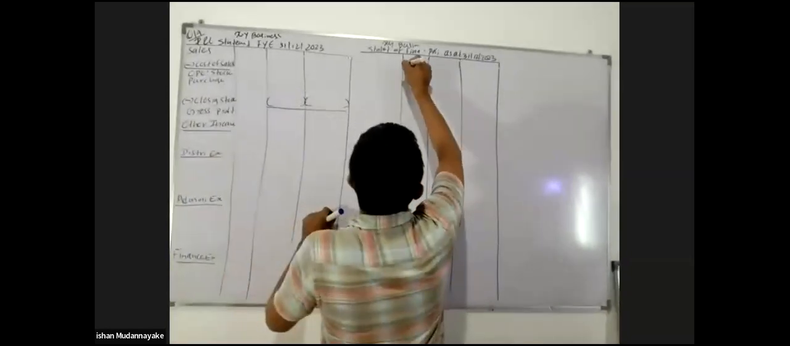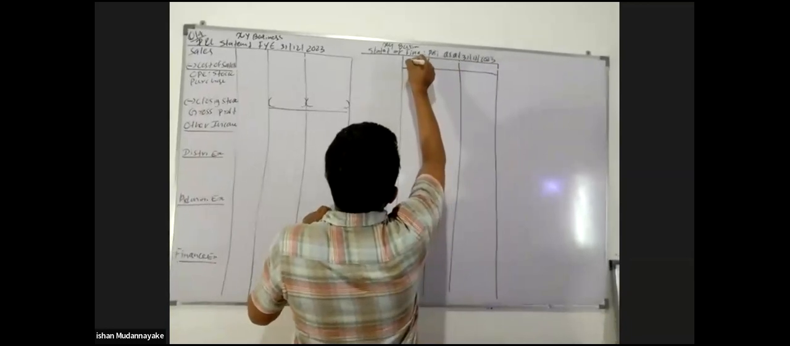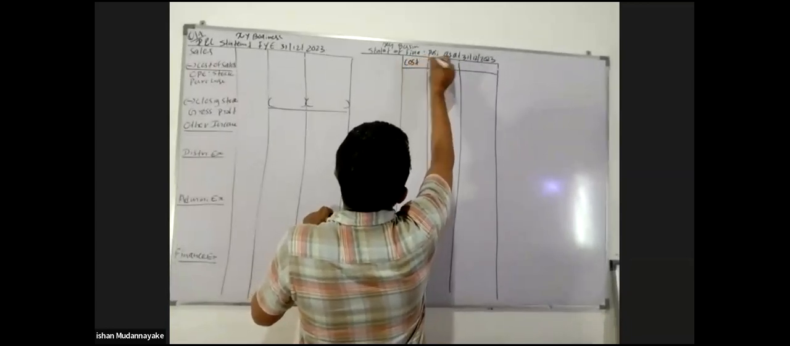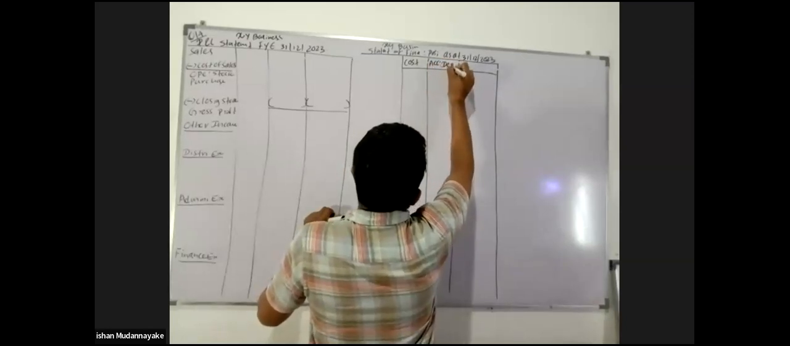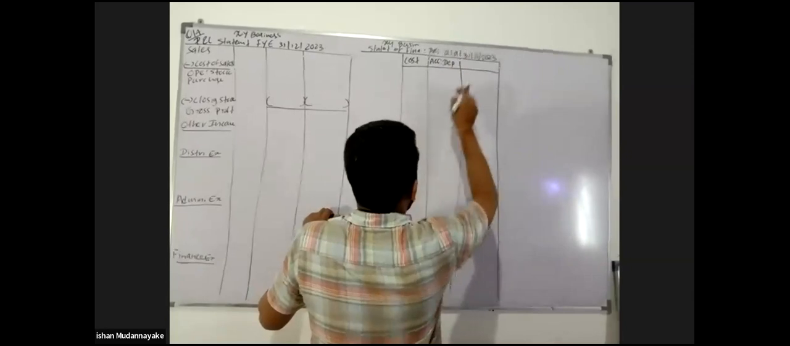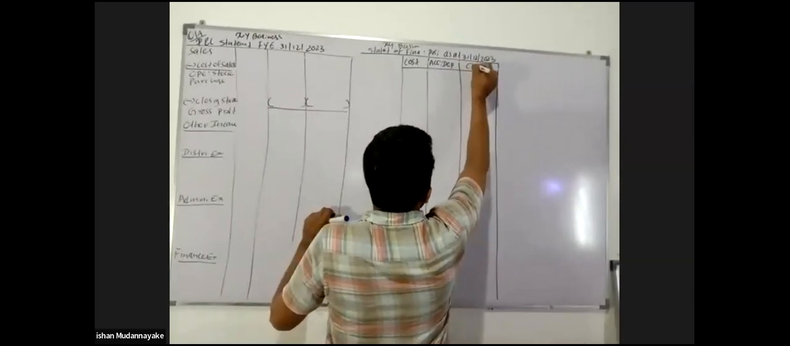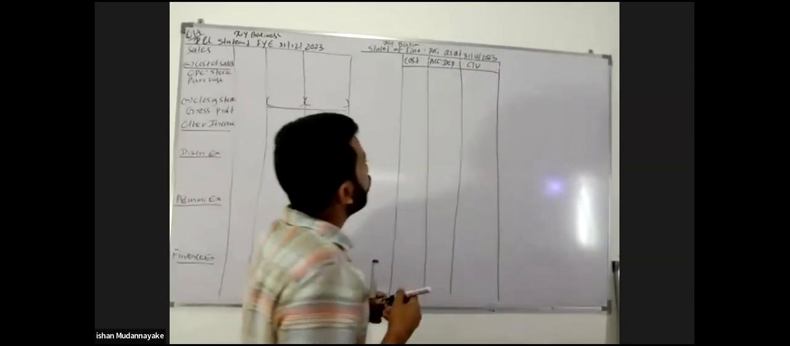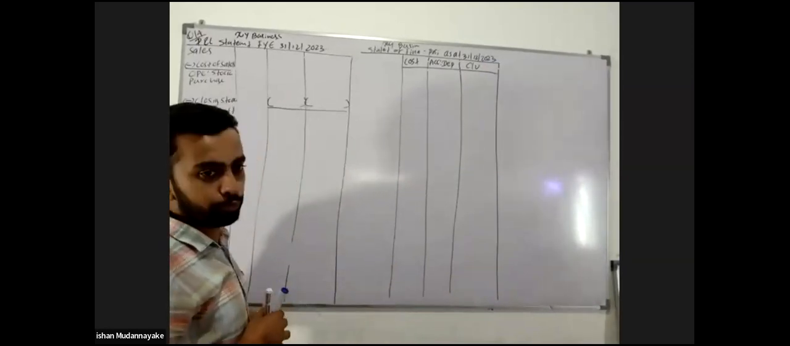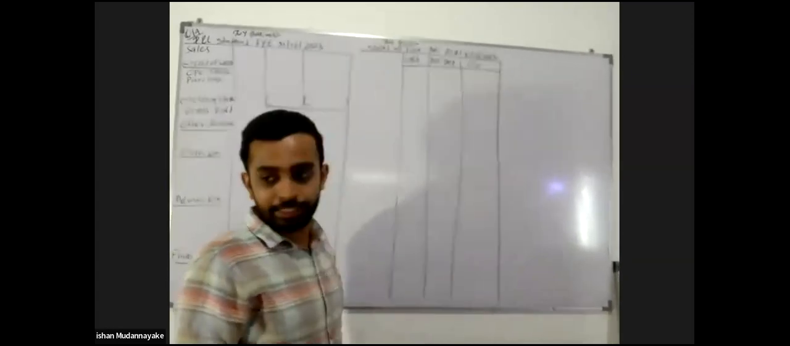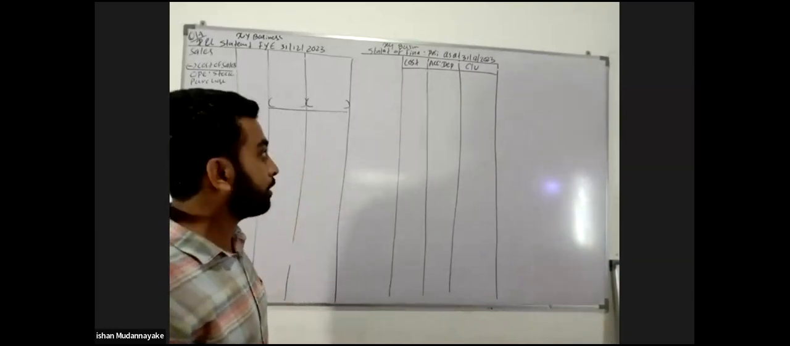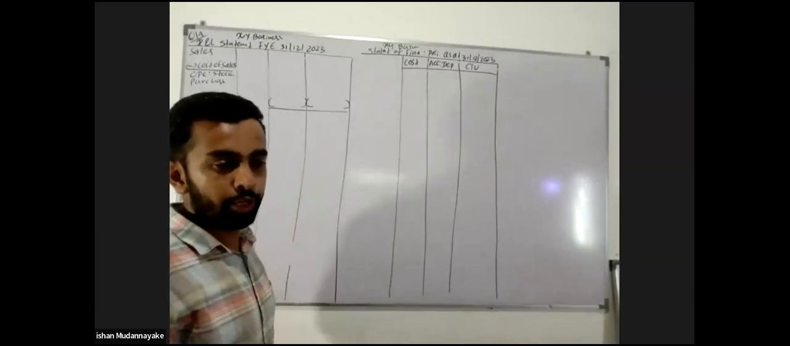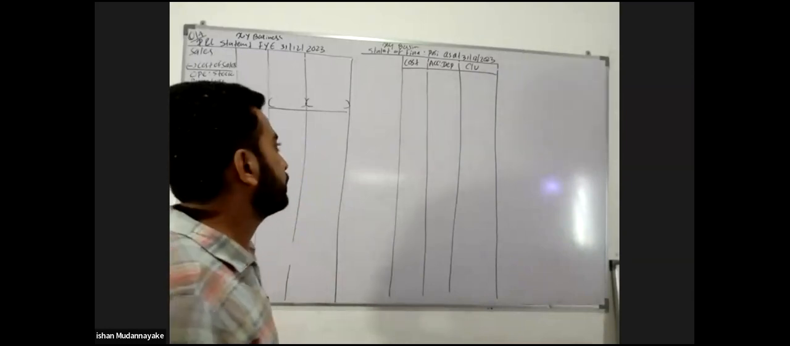We have discussed the structure: cost, accumulated depreciation, and the last column carrying value. These three headings are applicable only for the fixed assets, the long-term assets, the non-current assets, the depreciable assets.